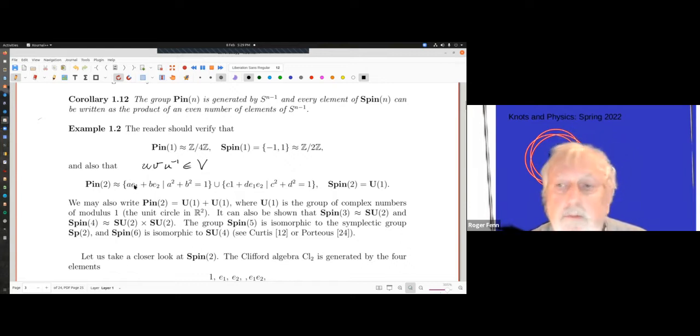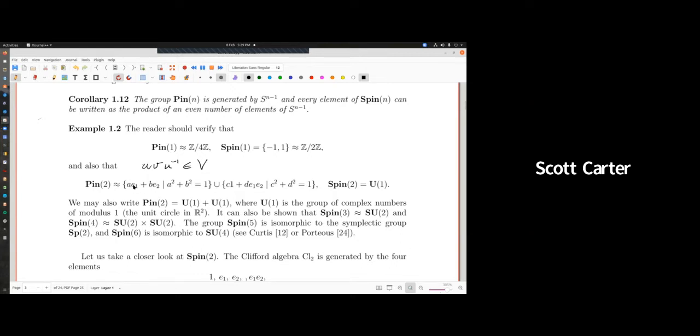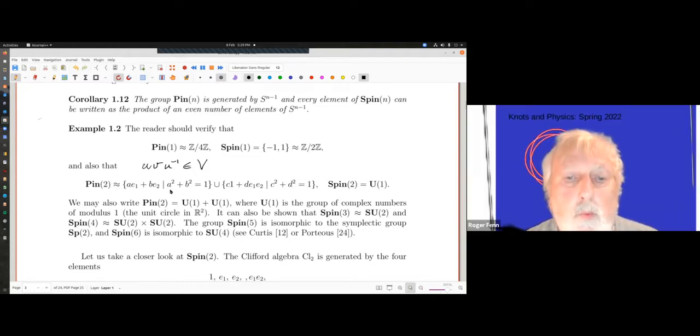Sorry? Would it be wrong to think of Pin(2) as a Hopf link inside the 3-sphere? Oh, well, it's.